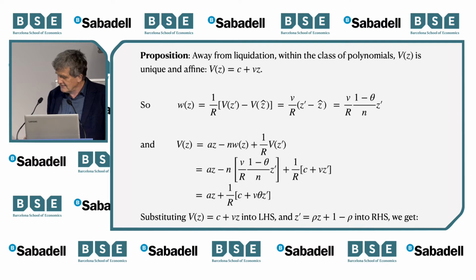Now, a proposition. We had quite a lot of difficulty trying to prove uniqueness, and the best we could come up with was this. Assuming we're away from liquidation, within the class of polynomials, V of Z is unique, and it's affine. So these are undetermined coefficients right now, but this is the bit of algebra which I'd like to bore you with, if I may, take you through. It turns out that your value function, as a function of the morning's productivity Z, is an affine function of Z.